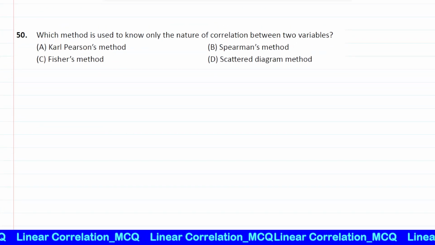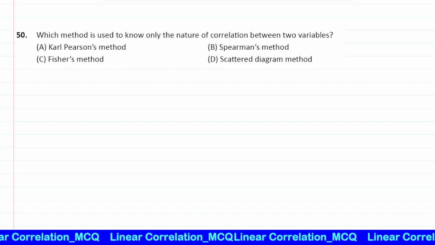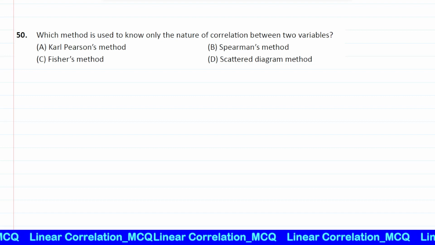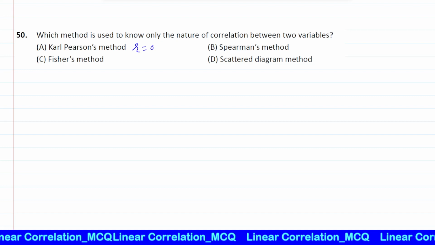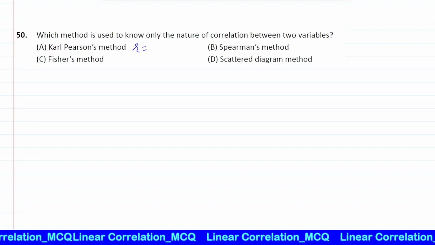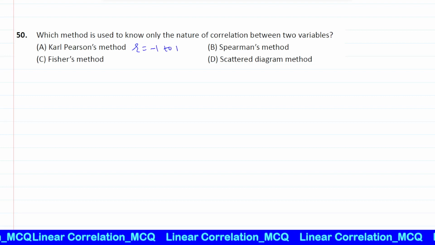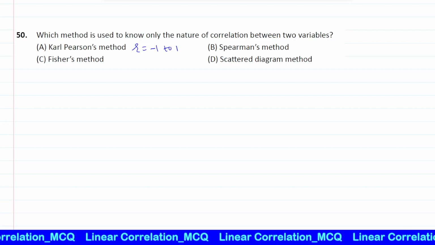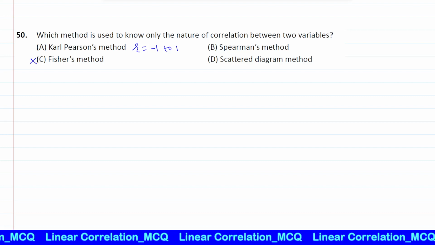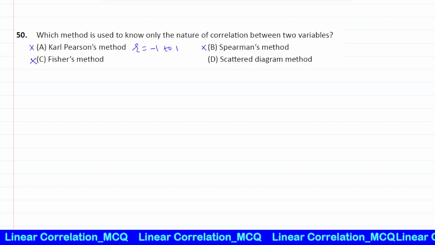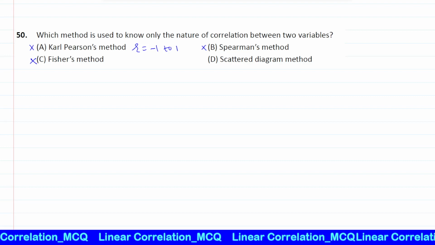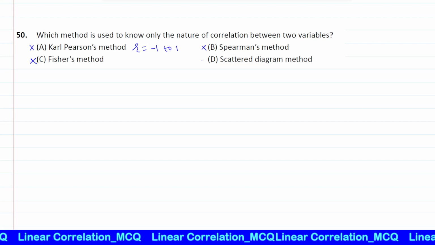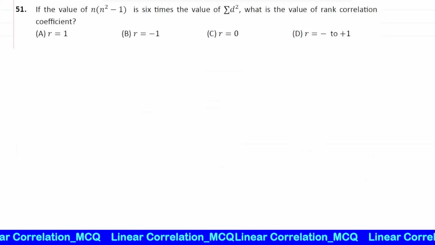Question number 50. Which method is used to know the nature of correlation between two variables? In Karl Pearson's method we find the value of r, which means we can find degree and direction between two variables. Similarly, in Spearman's method also we get the exact value of r. Fisher's method is not possible. In the scatter diagram method, we can only find the nature of the relation between two variables. Option D is correct.